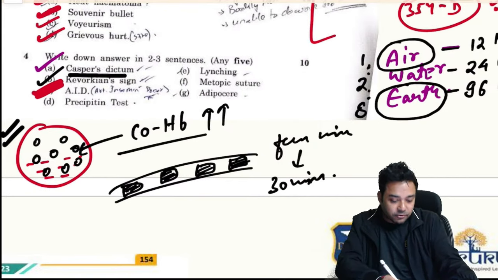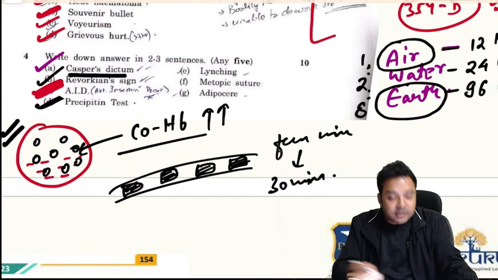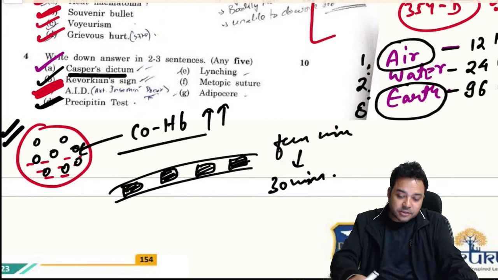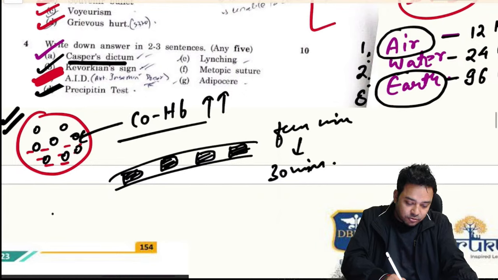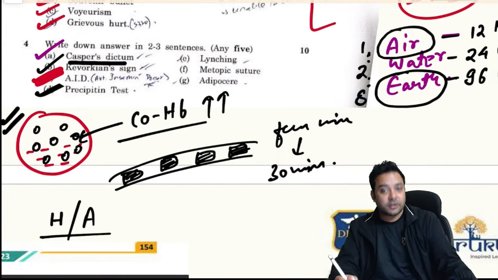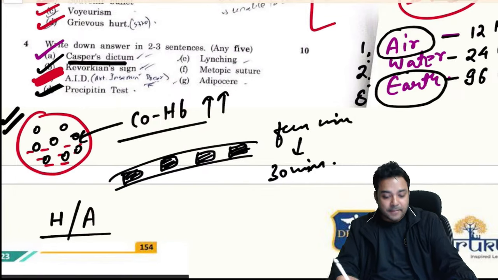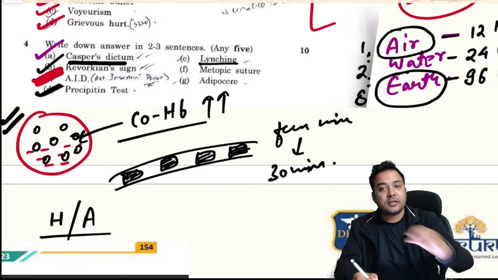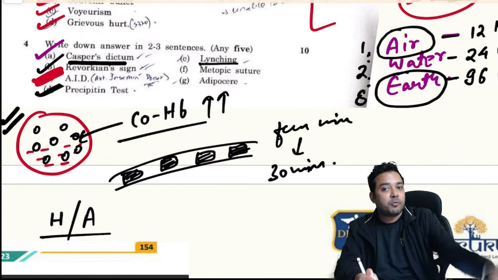What is this thing called? Kevorkian sign. Precipitin test, you all know. What is the utility of precipitin test? It is used to differentiate the species of the sample, whether the sample is of human or animal origin. Okay. Then come to lynching. Lynching is homicidal hanging done by a mob of people.